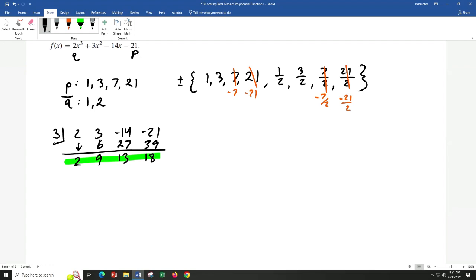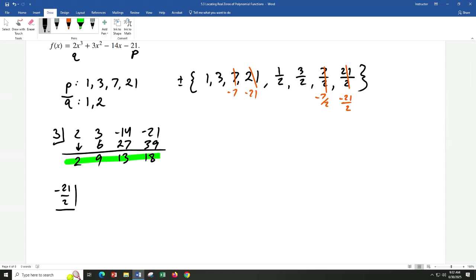That negative 21 over 2, does anybody tell me what that number actually is? First off, it will be a lower bound, I can guarantee you. You could have gone negative 21 if you want to, or negative 7, but I did negative 21 over 2 because I wanted you to see how to do synthetic division with a fraction. So notice I come in here and I'm going to write down negative 21 over 2.